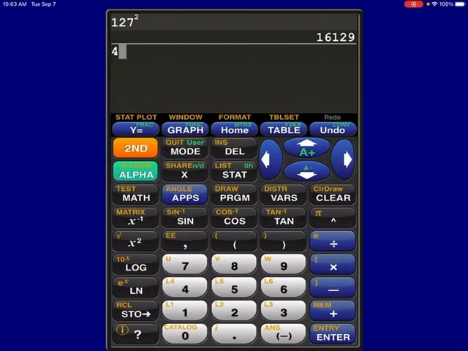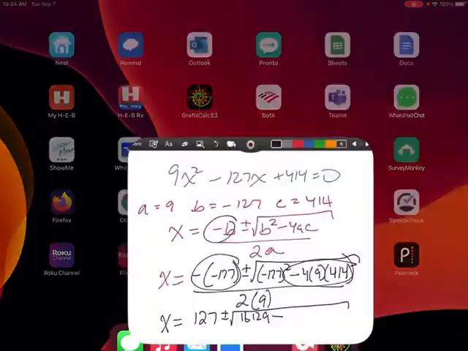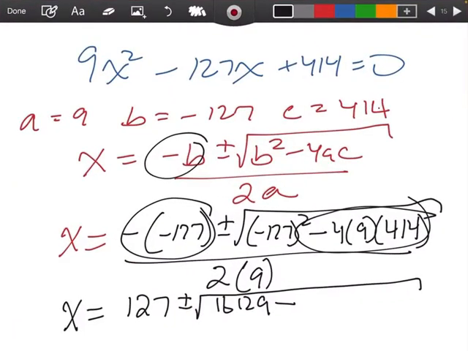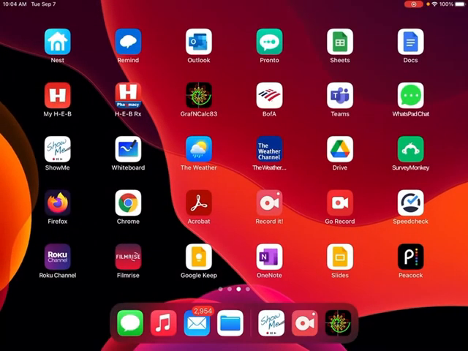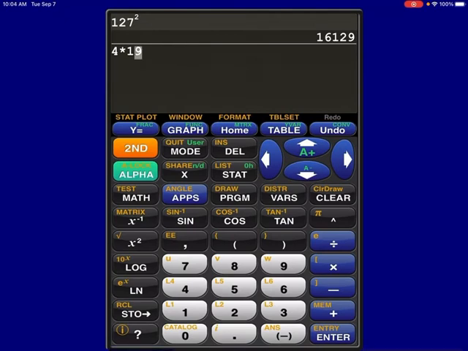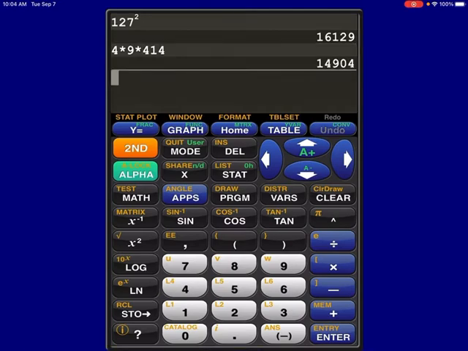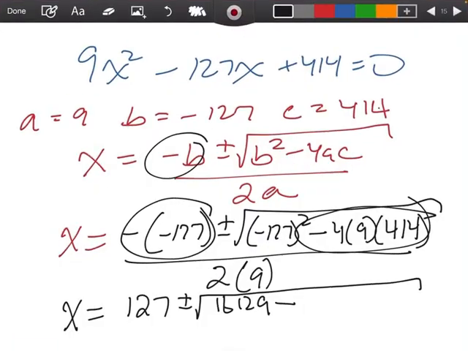So 16,129 minus whatever 4 times a times c is. 4 times 19? No, that doesn't seem right, does it? 4 times 9, sorry. 4 times 9 times 414. So let me fix that. Let's delete that. There we go. 4 times 9 times 414 is 14,904. All over 18.